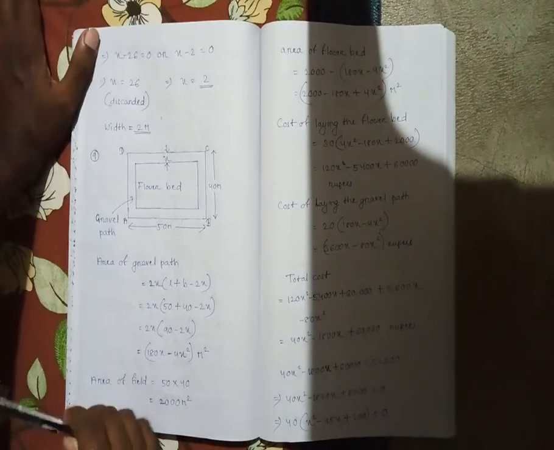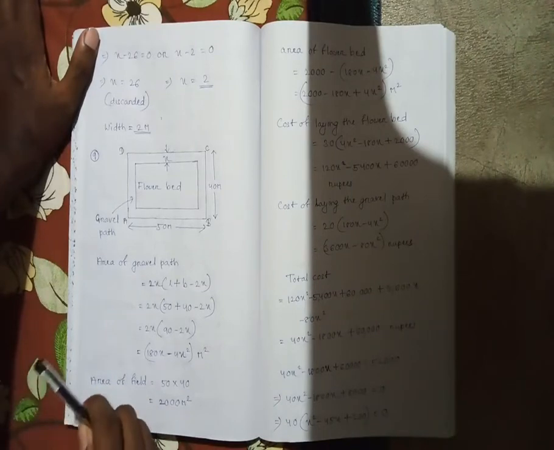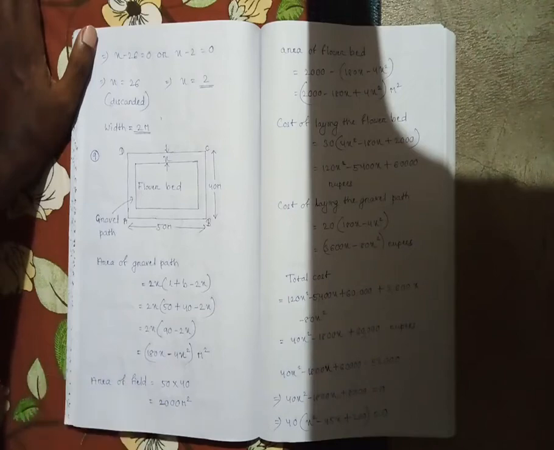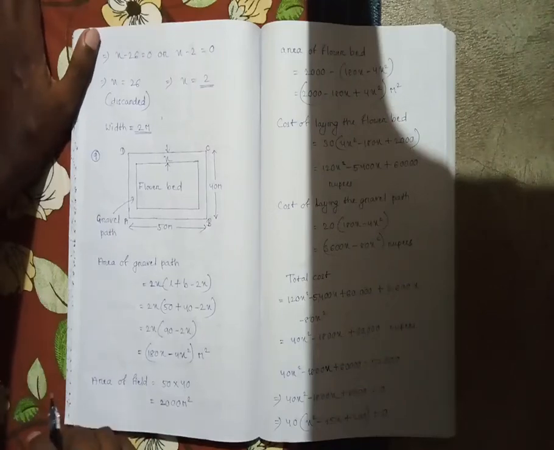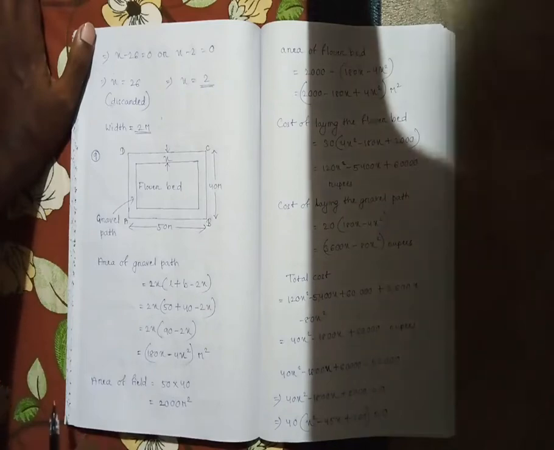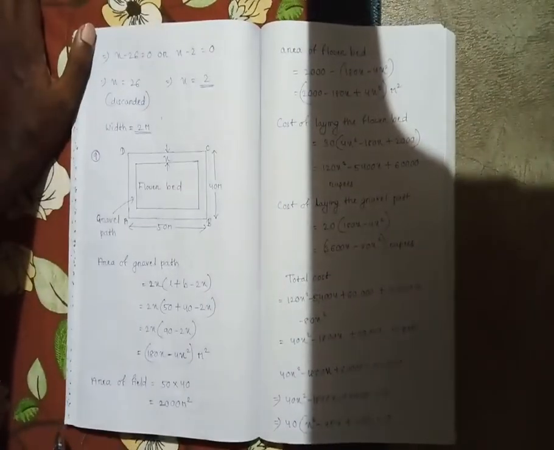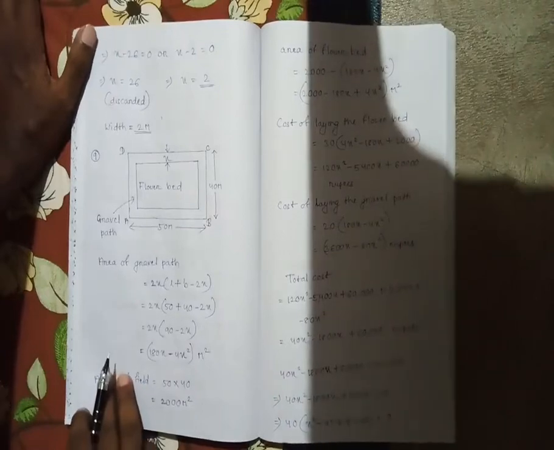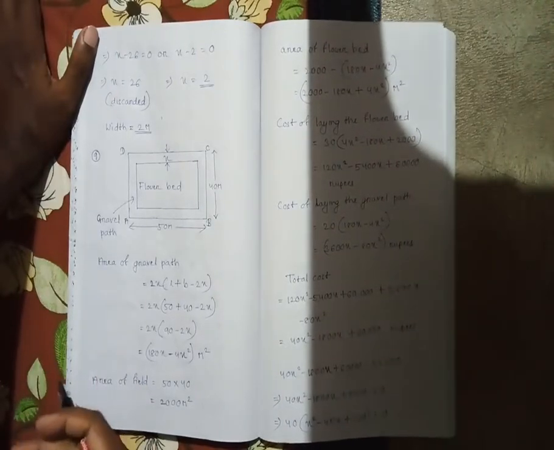Now, a flower bed is prepared inside this field, leaving a gravel path of uniform width all around the flower bed. I have drawn the diagram, as you can see. The total cost of laying the flower bed and graveling the path at rupees 30 and rupees 20 per square meter respectively is rupees 52,000. So the rate for flower bed is given, the rate for gravel path is given, and the total cost is 52,000 rupees. Find the width of the gravel path. I have taken the width as x.